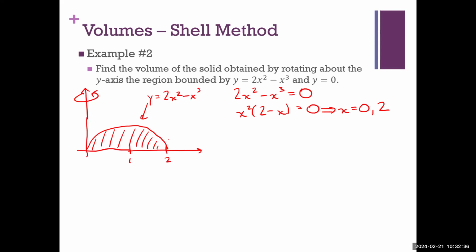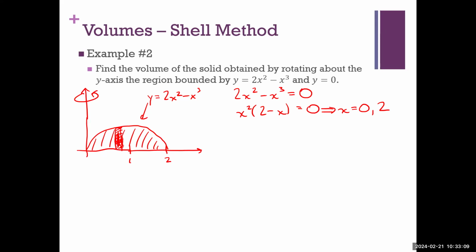So if I want to use the shell method, what kind of rectangles am I setting up? dx rectangles. Another way to think about the disk and shell method is, are my rectangles going to be parallel to the axis I'm rotating over, or are they going to be perpendicular to it? So for the shell method, what's the answer to that question? They're parallel. So I'm making vertical rectangles to wrap around a vertical axis.